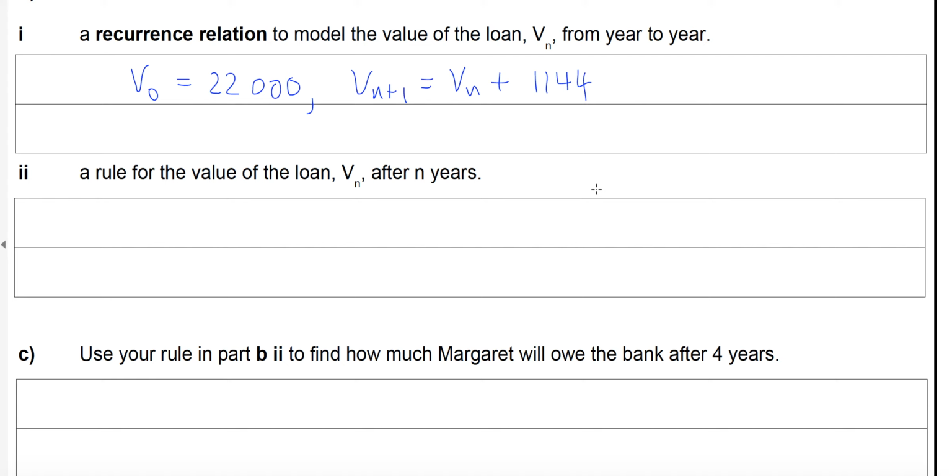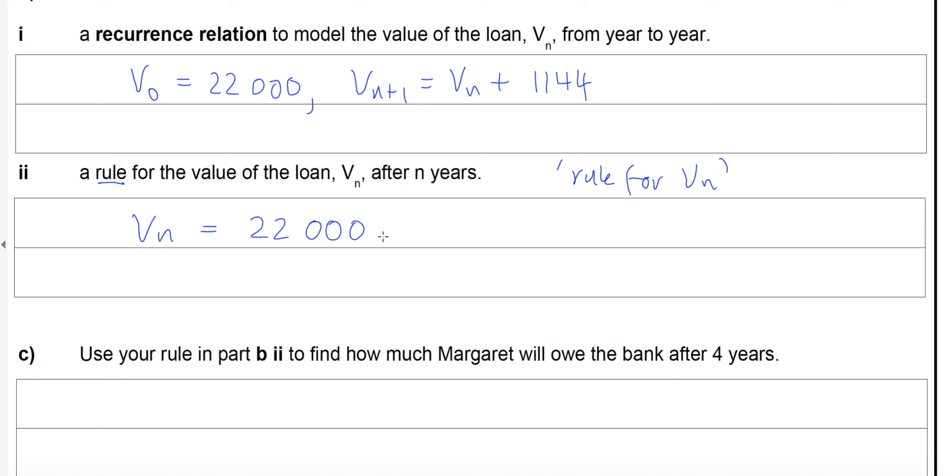Now, the second part is a rule for the value of the loan, VN. So notice the language that they use here. In the past, some students have had a bit of confusion between these two things. A recurrence relation is very different to a rule for a value. So generally we do use the word rule for what we're referring to here, this shortcut, and it's usually rule for VN. So look for that language, rule for VN, when we're creating the shortcut.